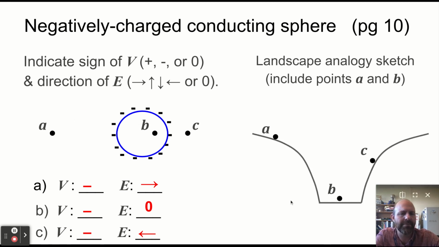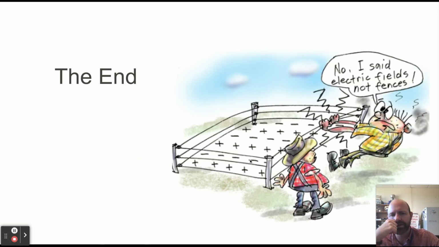So what is this like? This is sort of like being in a valley, or a hole dug, where A and C are different distances up out of the hole. Neither of them is up to zero, and B is down at the bottom of it. So that's the conceptual overview of the relationship between electric field, electric potential, and electric potential difference, and how it relates to gravitation.